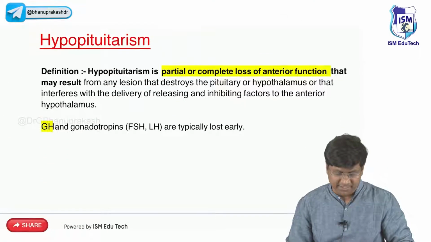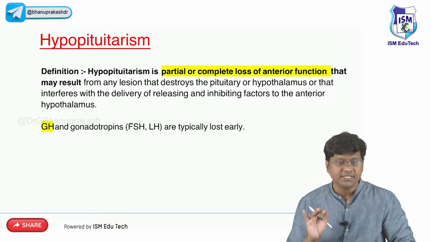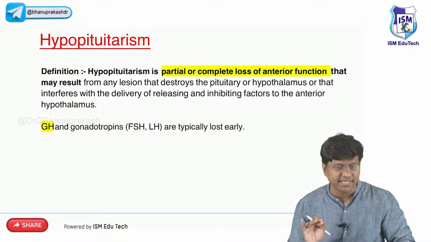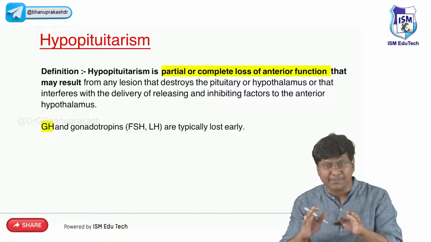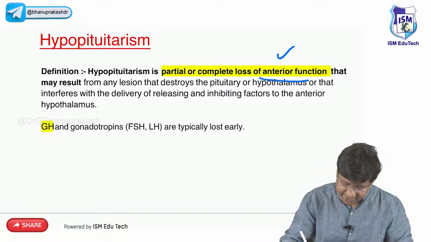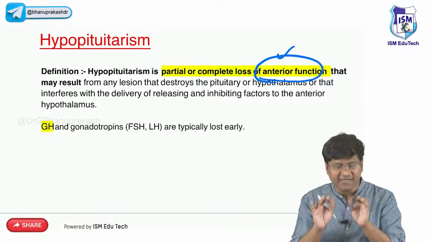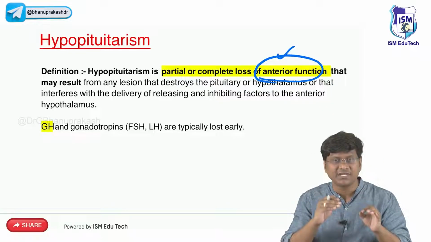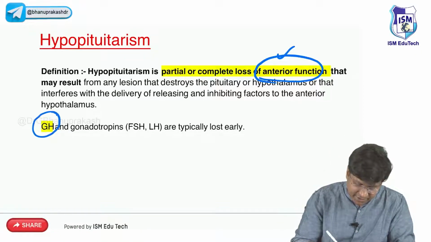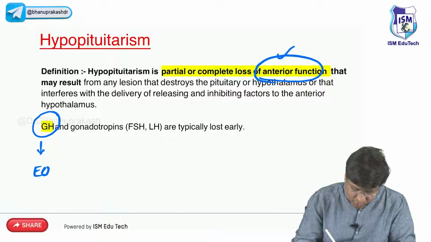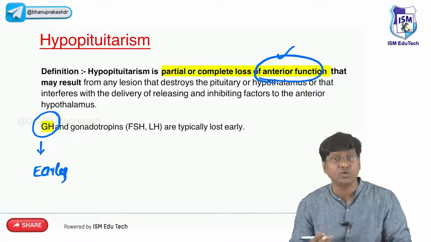So, what is the next topic? That is hypopituitarism. What exactly do you understand by this word hypopituitarism? That is where the individual is having partial or complete loss of anterior pituitary function. Now the very important question that will be asked is, what is the hormone that is reduced early? The hormone that is reduced early will be the growth hormone.